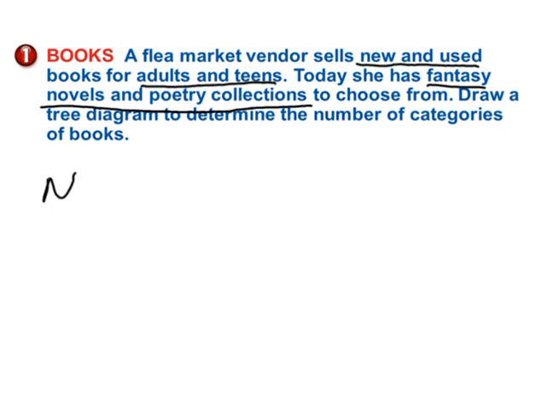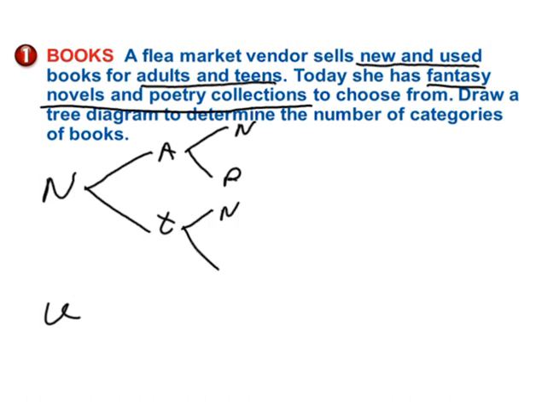You could either have new books or you could have used books. Then after that, you could have adult or teen. And after adult, you could either have a novel or you could have poetry. So after a teen, you could have a novel or poetry. And if you bought used, of course, you could have adult or teen. And if you bought an adult used book, you could also get a novel or poetry. And a used teen book, you could get a novel or poetry. So that's the factor tree or the probability tree.